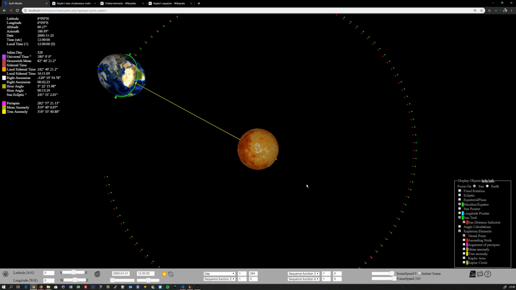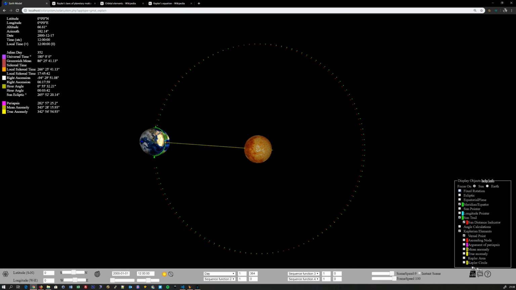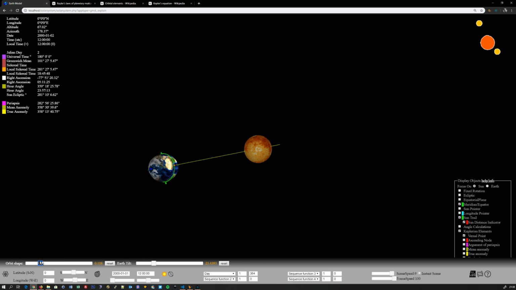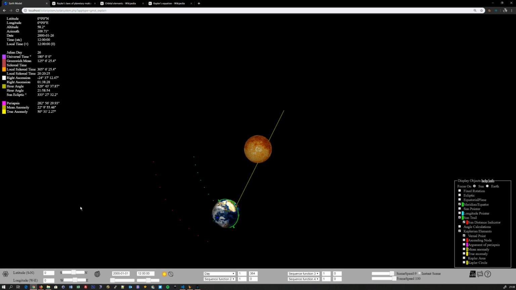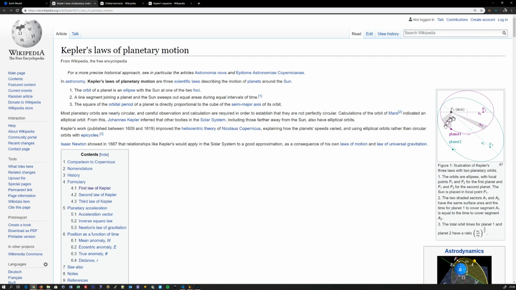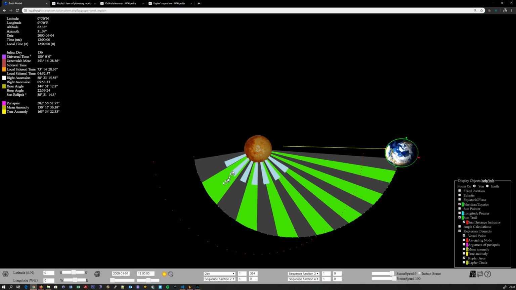So first of all, let's move the Sun off center from the Earth, so it's more of an ellipse, an exaggerated version of the Earth's path. And I will show you the Kepler areas, and those are these gray areas over here. So the Sun is not at the center, it's in a focus of the ellipse, and the gray areas are painted right here.